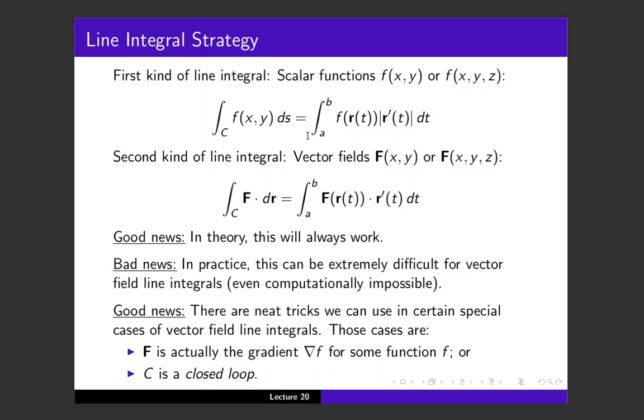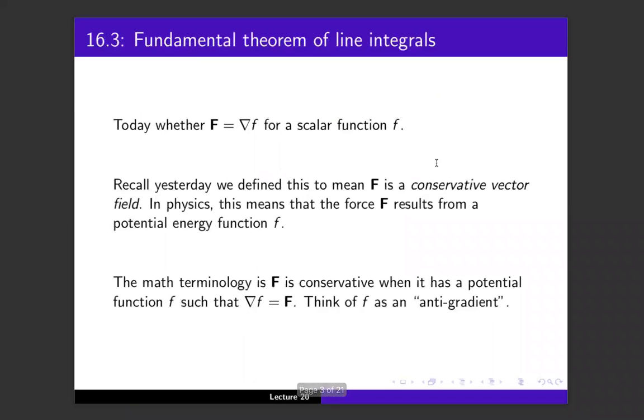So let's take a look at what that can actually look like. In particular, today I want to look at the case where our vector field is in fact a gradient field for some scalar function f. Yesterday we defined that this means that F is a conservative vector field.